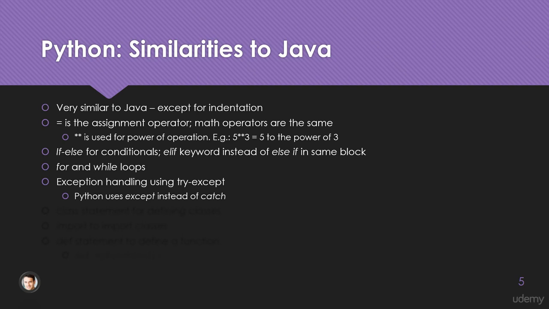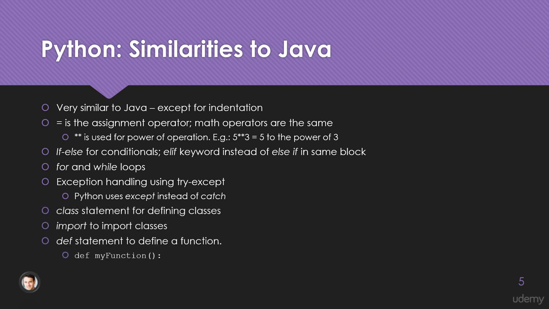There's exception handling in the sense that if an exception is thrown in the middle of the program, the program can catch it, and you catch it using try except in Python. There's a class statement for defining classes. You can import classes, and you use def to define a function. So it's very similar to Java, except there are some semantic differences.